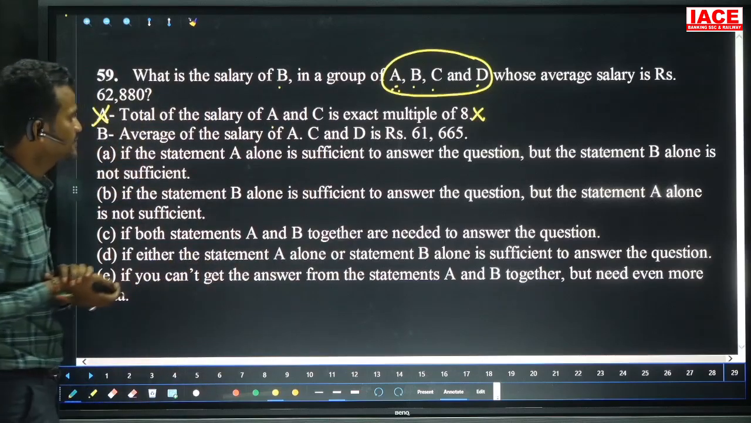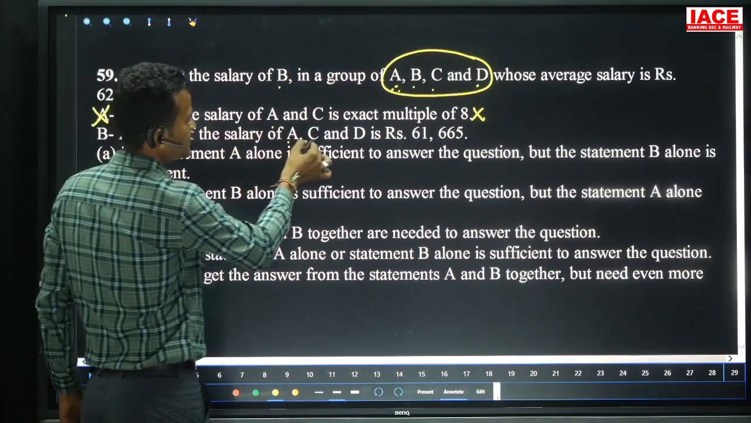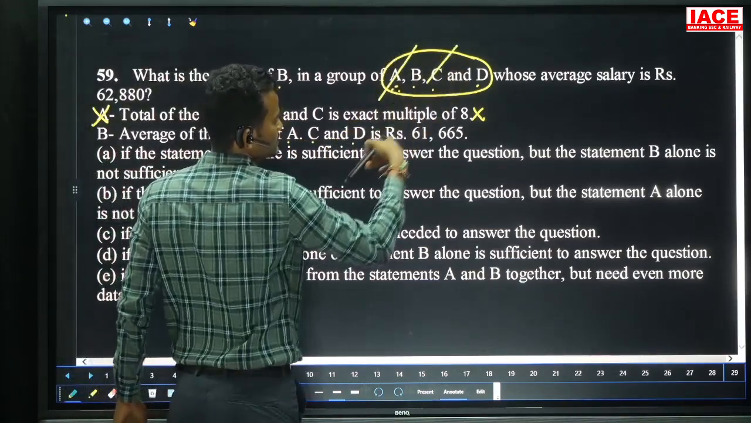So go for the second statement. Average of salary of A, C, D. Remaining: A is given, C is given, D is given.